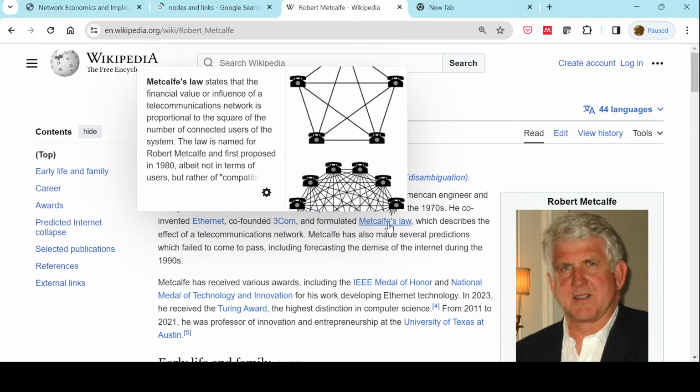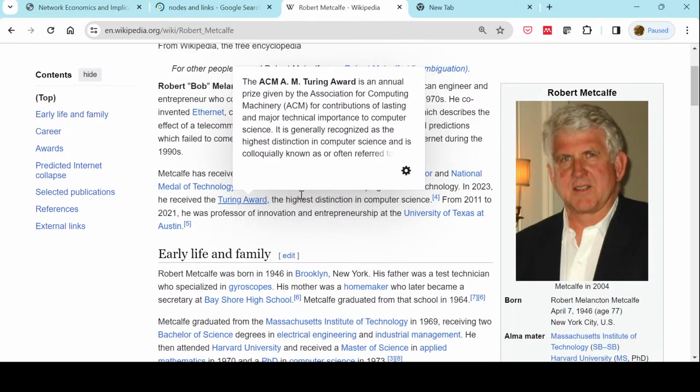So Metcalfe has received awards. This is the national medal for electrical engineering honor. Okay, I'm going to skim quickly. The Turing Award. When it comes to innovation and complex systems, there's the Turing Award, the highest distinction in computer science.